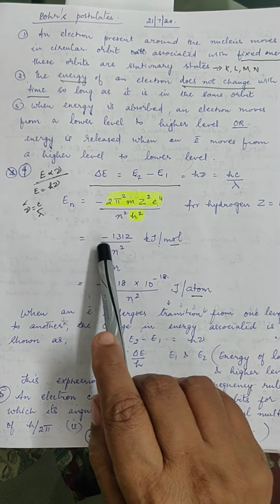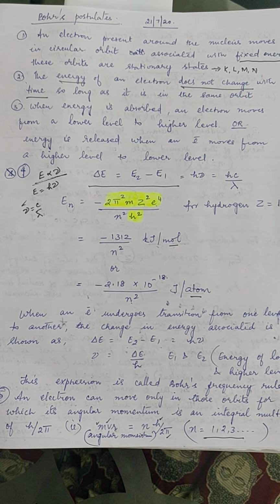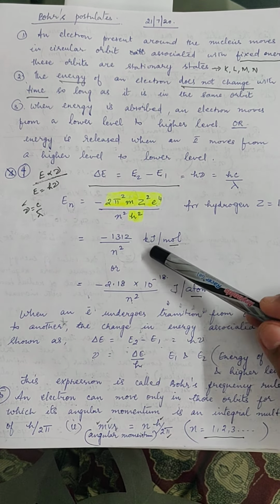Here you try to remember, m is the mass of the electron, z is the atomic number. Since we are talking about hydrogen, z is equal to 1, and e is nothing but the charge of the electron, that is 1.6 into 10 power minus 19 coulomb, and h is Planck's constant, which is 6.626 into 10 power minus 34. So putting all the values, you get this particular formula. Now this is kilojoule per mole.